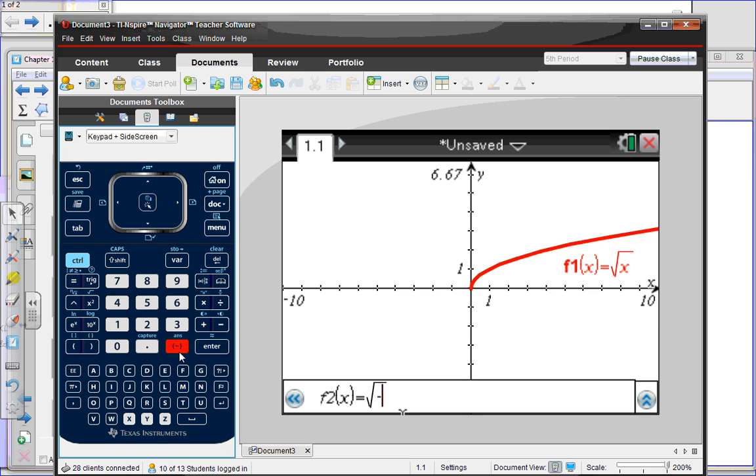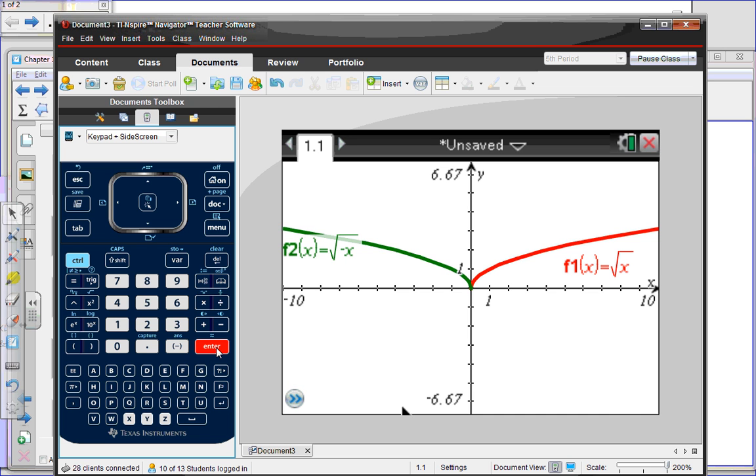Square root of negative x. What happened whenever I had the square root of negative x? Do you see when the negative was inside of the root, it reflects it over which axis? The y-axis. That's what everybody's going to do.